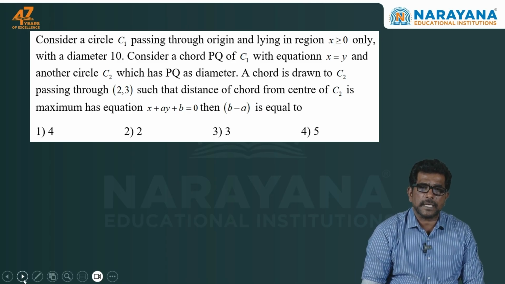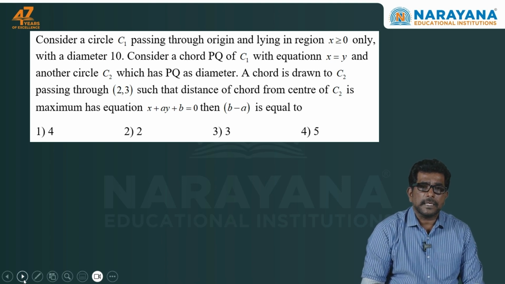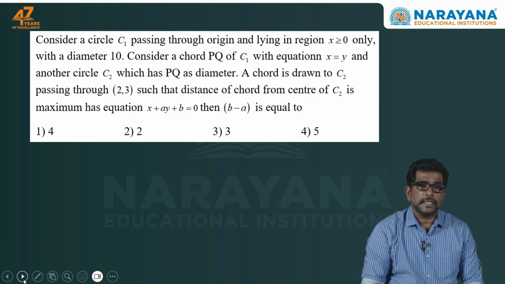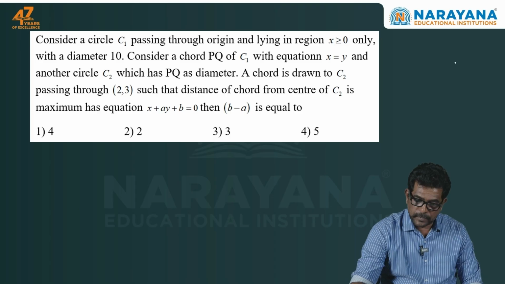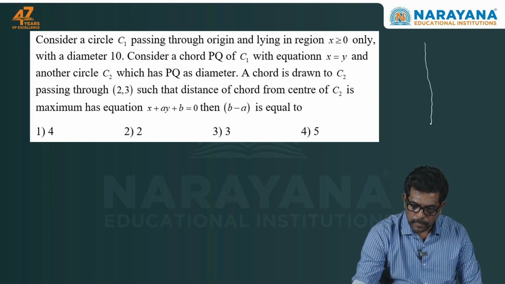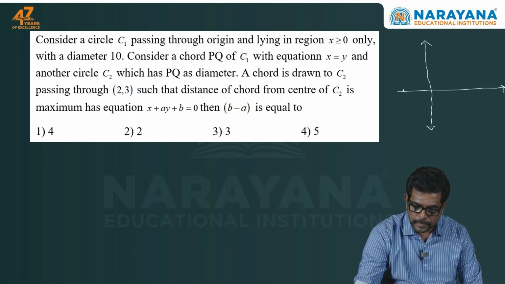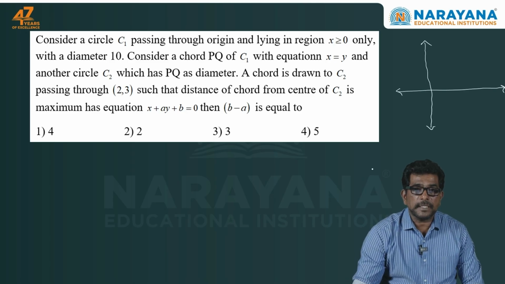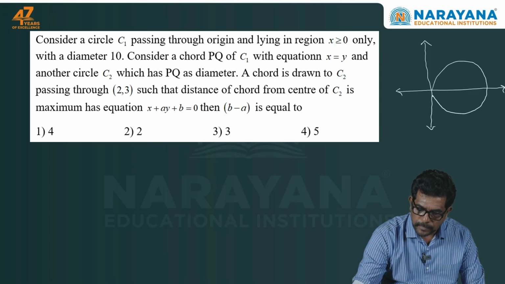The problem is related to circles and the relative position of two circles. The two circles are intersecting, and the first circle is passing through the origin and having the diameter 10. So we try to draw the diagram for this one. For this one, the diagram is like y-axis and x-axis. The first circle is passing through the origin with a diameter 10. Passing through the origin means the circle is like this one.